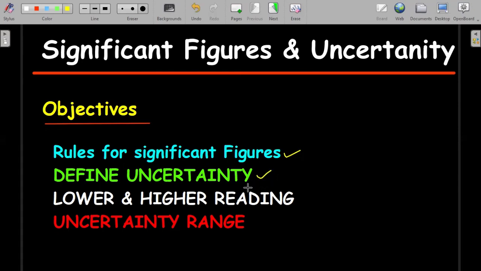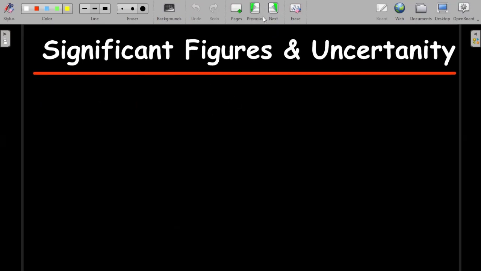Once we define uncertainty, we are going to use it to find what we call the lower and the higher readings. From the lower and the higher readings, we can have what we call the uncertainty range. So that's what we're going to do here. I've got a lot of questions that we have to practice on this same concept. So we start from the rules of significant figures.